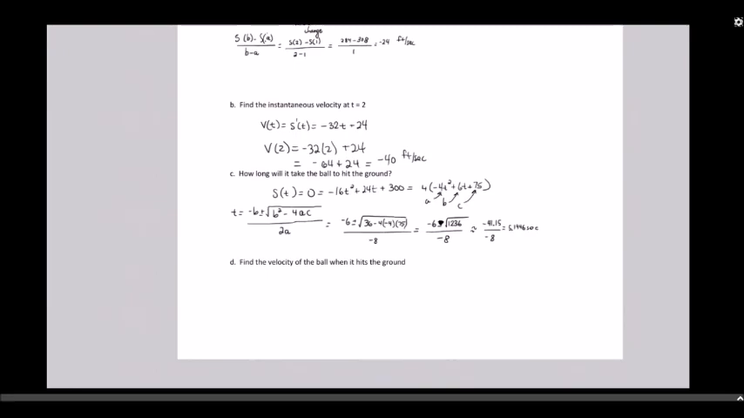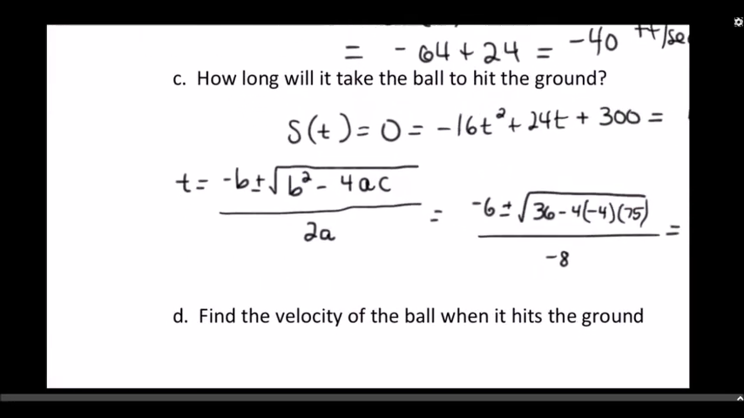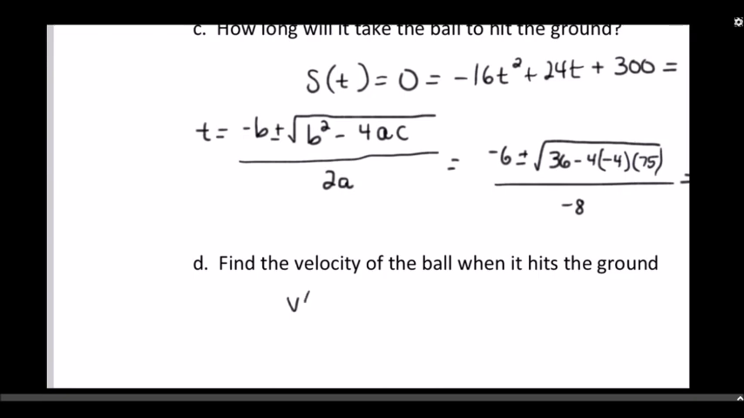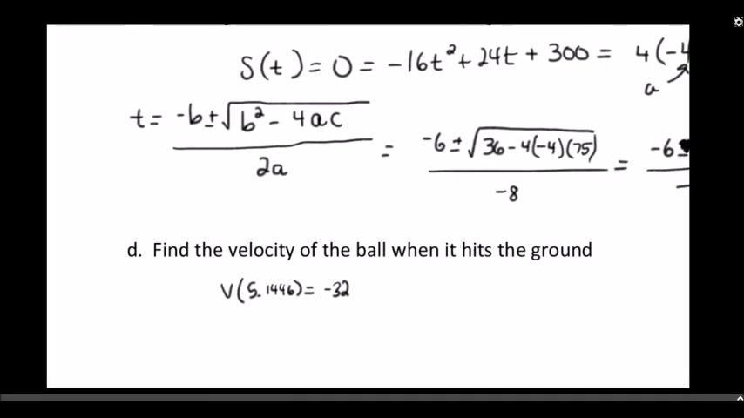So the velocity of the ball when it hits the ground needs to be the velocity at that exact moment, 5.1446 seconds. So that's negative 32 times 5.1446 plus 24. Remember, I'm just using the velocity function, negative 32t plus 24, that we had in part B of the problem.